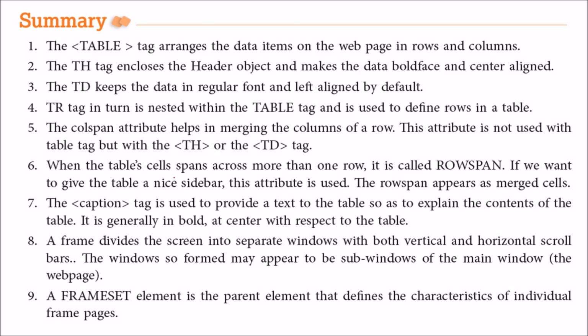Let us summarize what we have learned in the chapter. First, we talked about the table. We represent a table in the form of rows and columns. TH and TD are exactly the same, except TH is for the header, and whatever you give inside TH will be in boldface and center aligned. TR is the table row, which will contain the row data. If you want to increase spans, we have used rowspan and colspan. If you have a table and want to name it, you can use the caption.